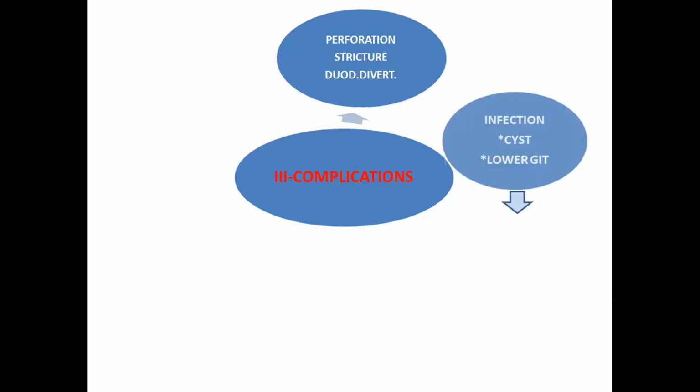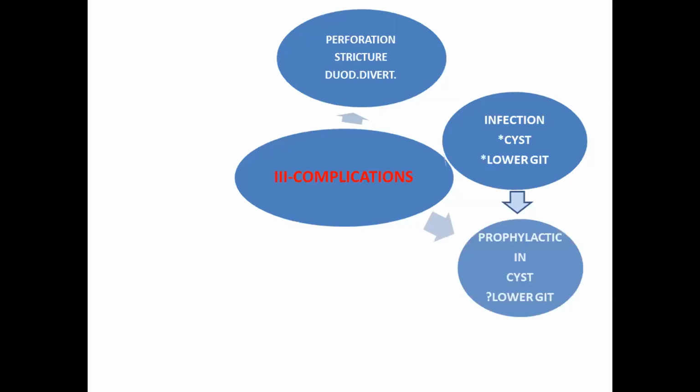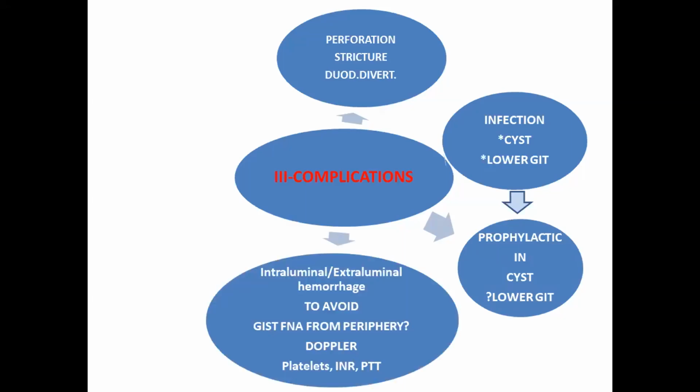The second complication is infection, especially in cysts, whether pancreatic or somewhere else. And when you sample a rectal lesion, due to the presence of bacteria inside the rectum, we should give prophylactic antibiotics before sampling.